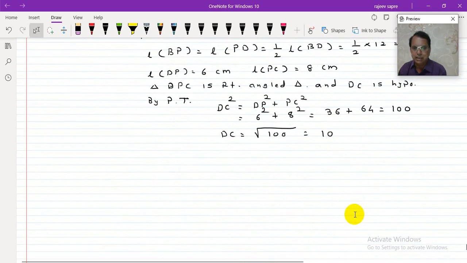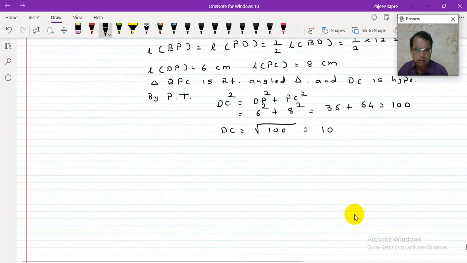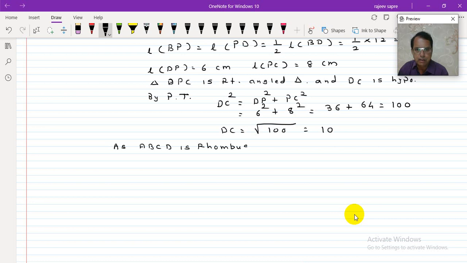मग तुम्हाला असं म्हणता येईल की as, this is mathematics that you are writing, so everything should be precisely written. So what you should say ki as ABCD is rhombus, all sides are congruent. Write in mathematical terms. Don't say all sides are of equal length. That means they are congruent. All sides are congruent. Congruent म्हणजेच मराठीत त्याला एकरूप म्हणतात.